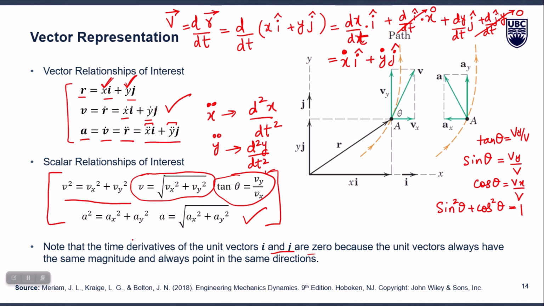Same, we can describe acceleration as a sum of its x component and y component, and the acceleration magnitude at any time instant t will be this much, where a sub x is the double derivative of x and a sub y is the double derivative of y, right? So a sub x is actually x dot dot and a sub y is y dot dot. Similarly, v sub x is actually x dot and v sub y is actually y dot, right?